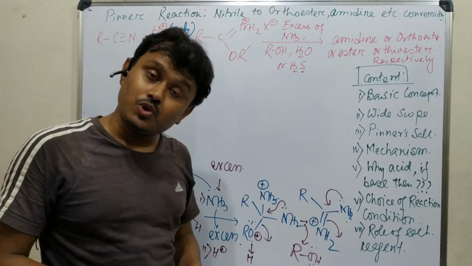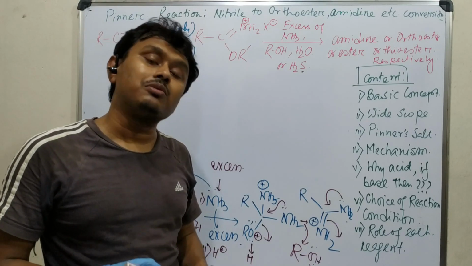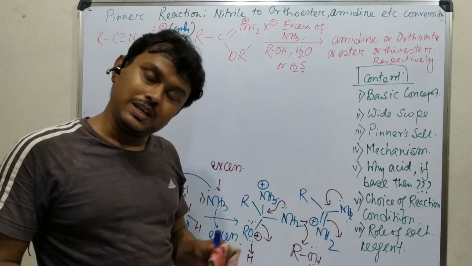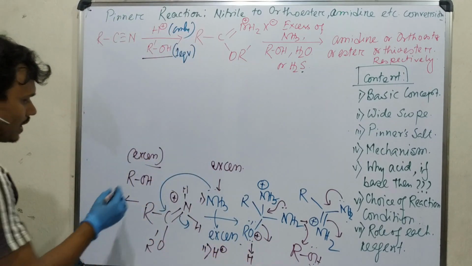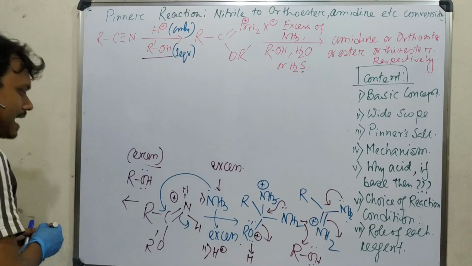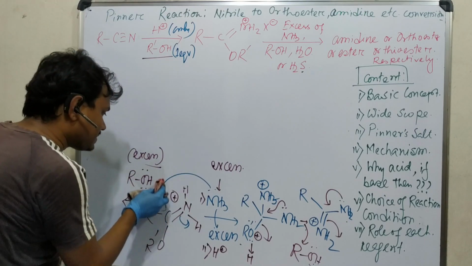In this context, I want to mention I have already uploaded a video about nucleophilicity. So please go through that. It will be helpful for you. Fine. So with excess ROH, what happens? This ROH attacks. So where will it attack? Similar process.